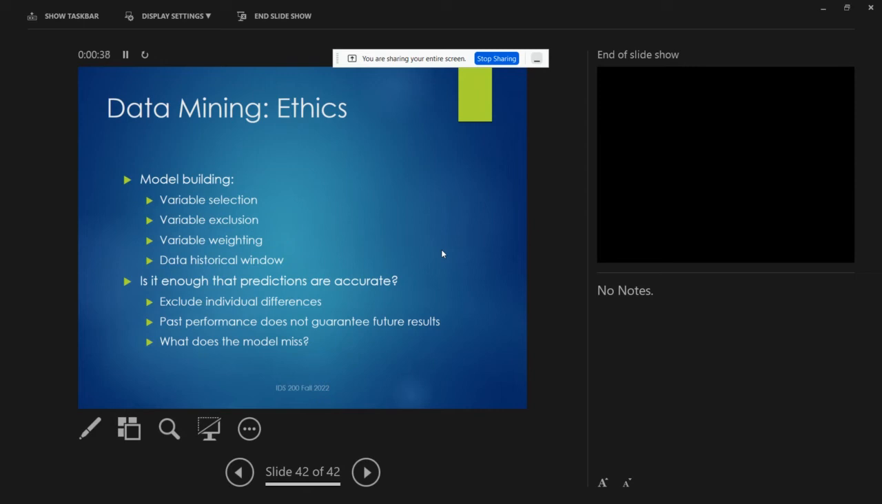And you might simply ask, is it enough that predictions are accurate? So one problem with just applying a model and treating that model as the final truth is that there's always going to be some exceptions.